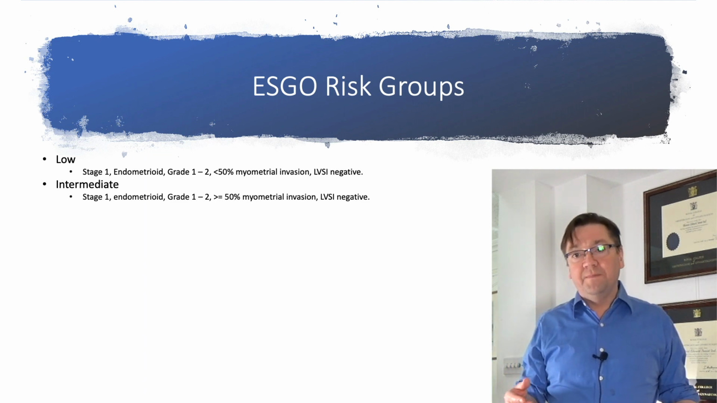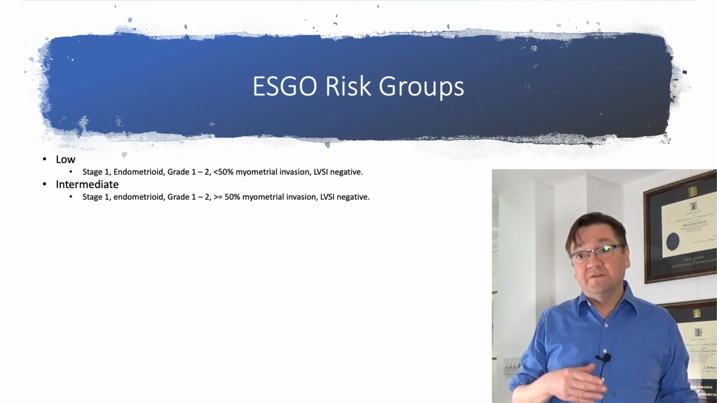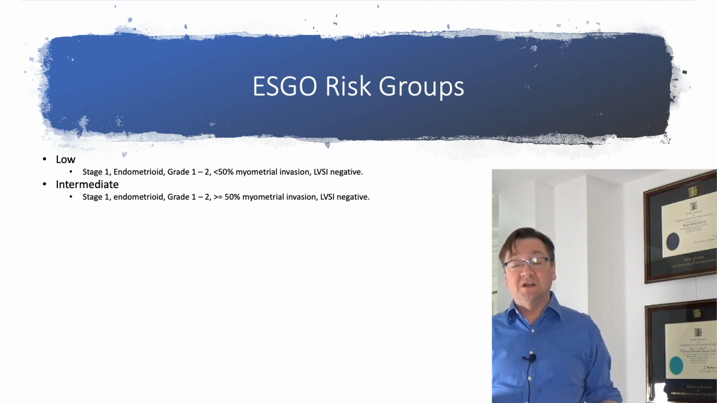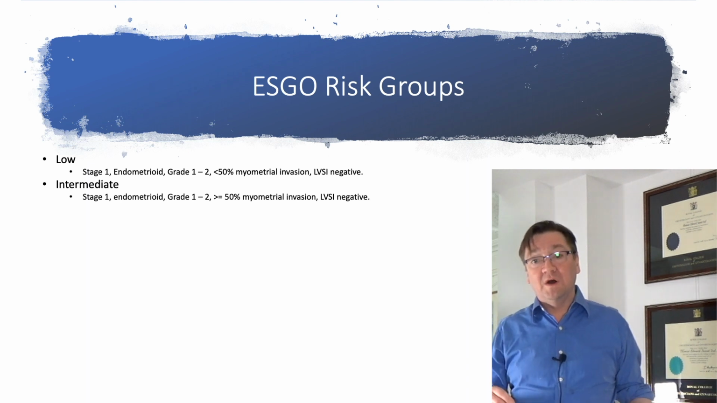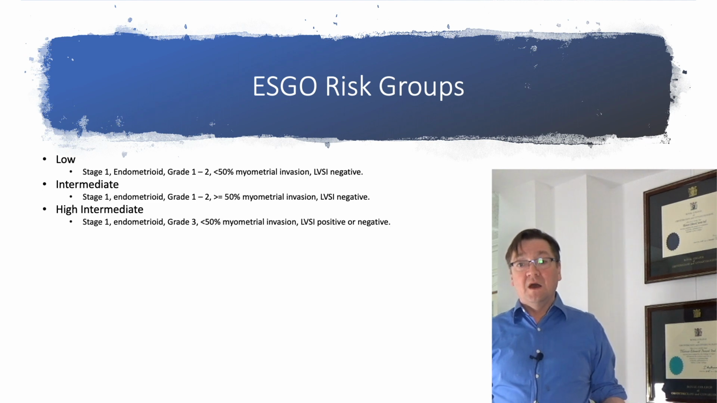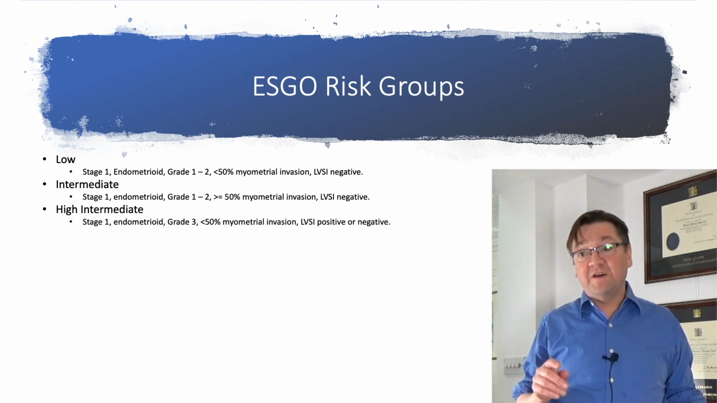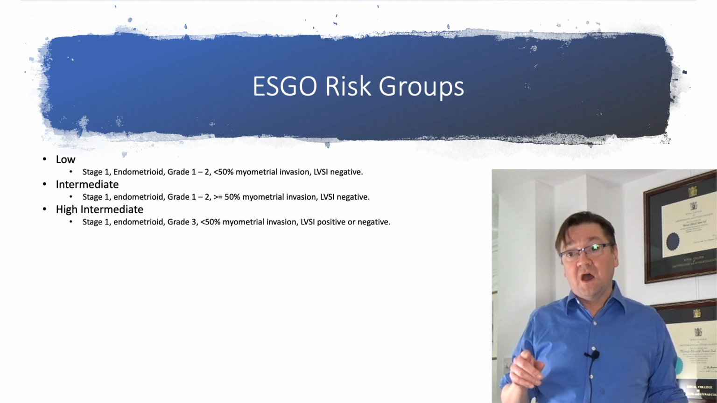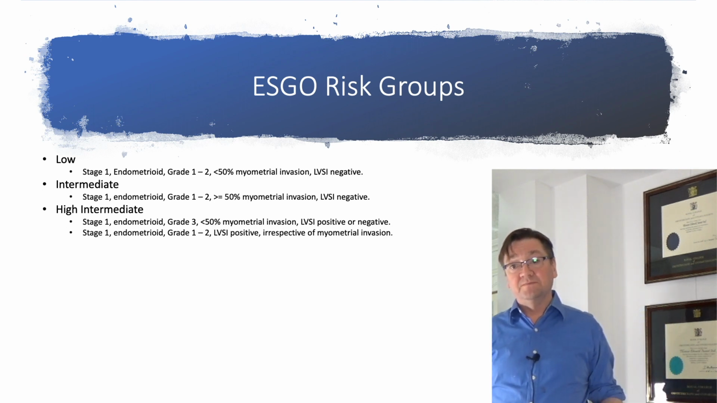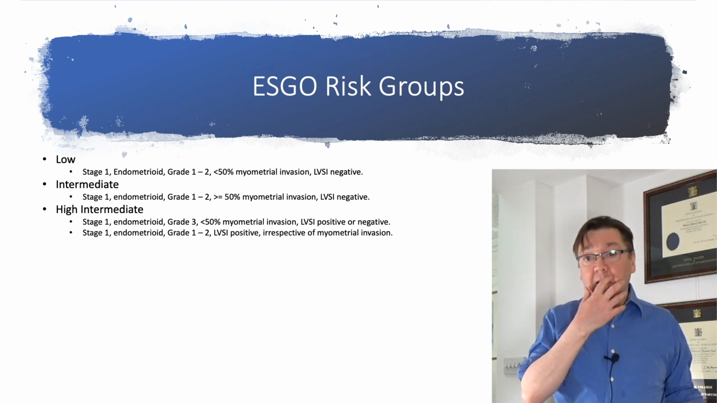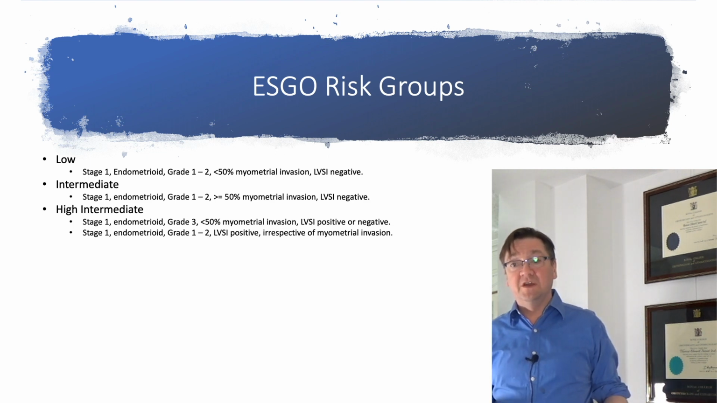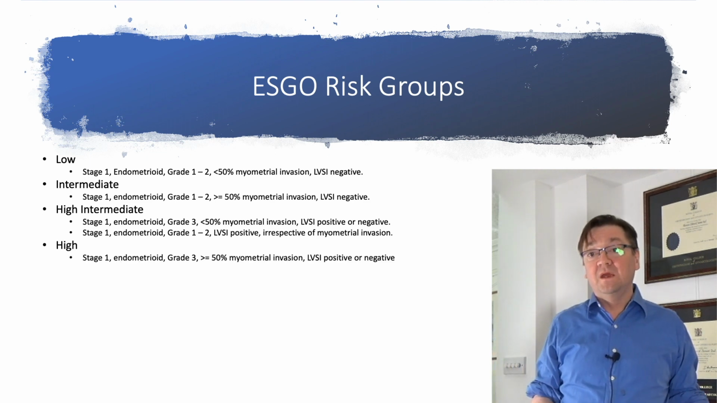Intermediate are those with the same, but with more than 50% myometrial invasion, in other words, stage 1B, grade 1 to 2, with lymphatic space invasion negative. High intermediate is when they're lymphatic space invasion positive, grade 3, but less than 50% myometrial invasion. Stage 1 with grade 1 to 2, whether it's lymphatic space invasion positive, irrespective of myometrial invasion.